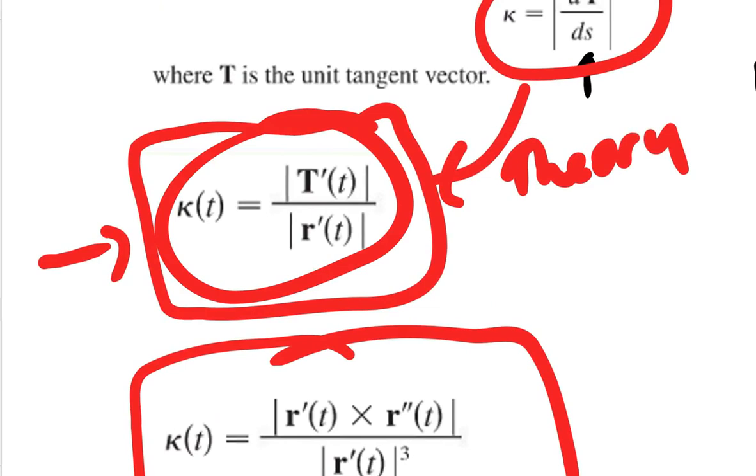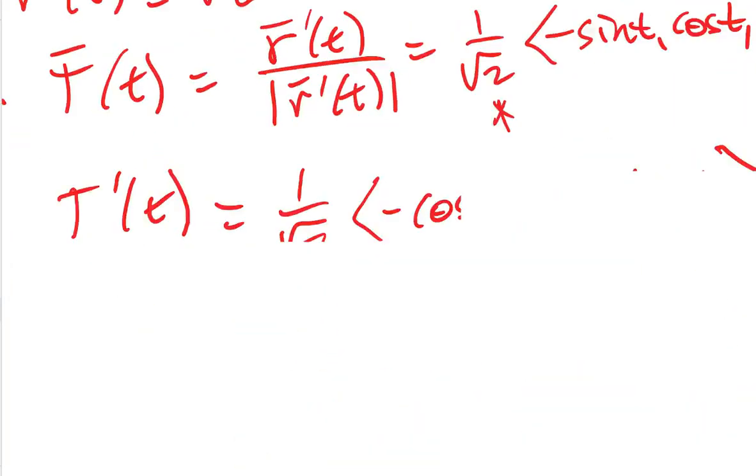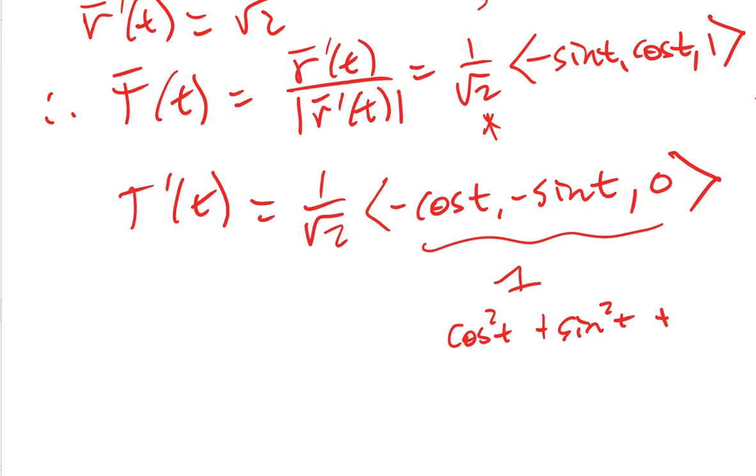So I'm taking the T and finding its length, the derivative and finding its length. Well, the length of this is just 1. That's the square root of cosine squared plus sine squared plus 0. The length is 1, so T prime of t is just 1 over root 2.